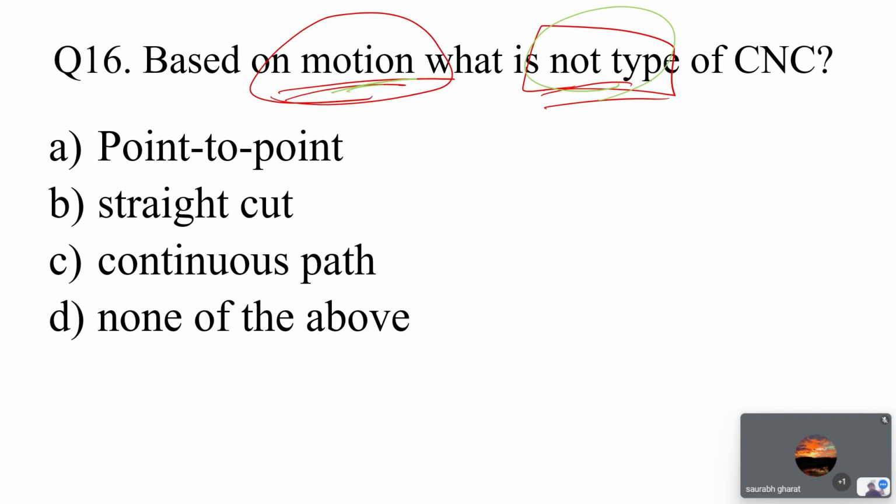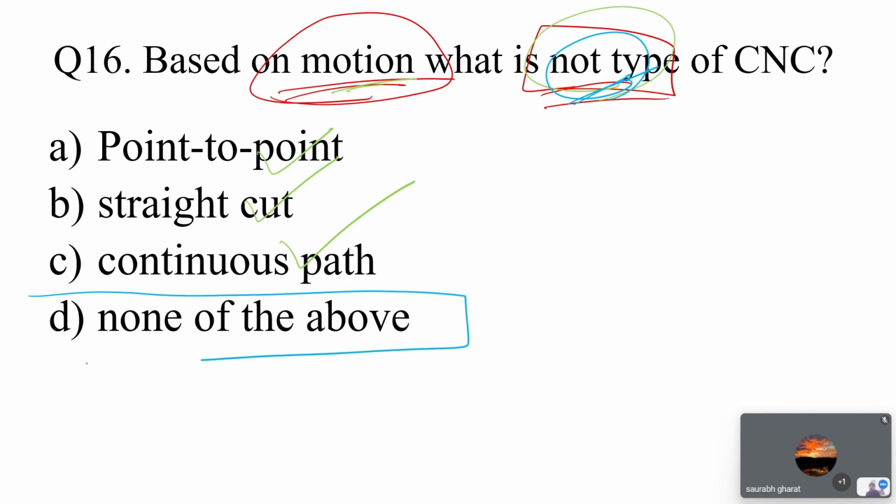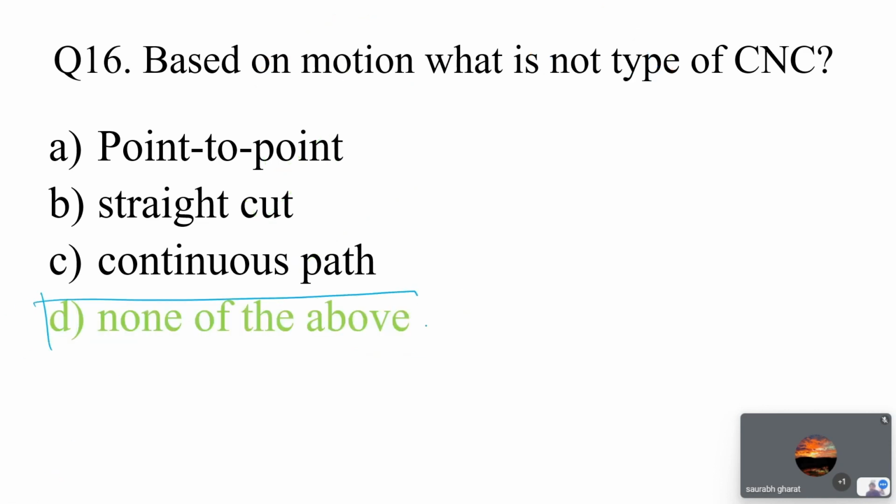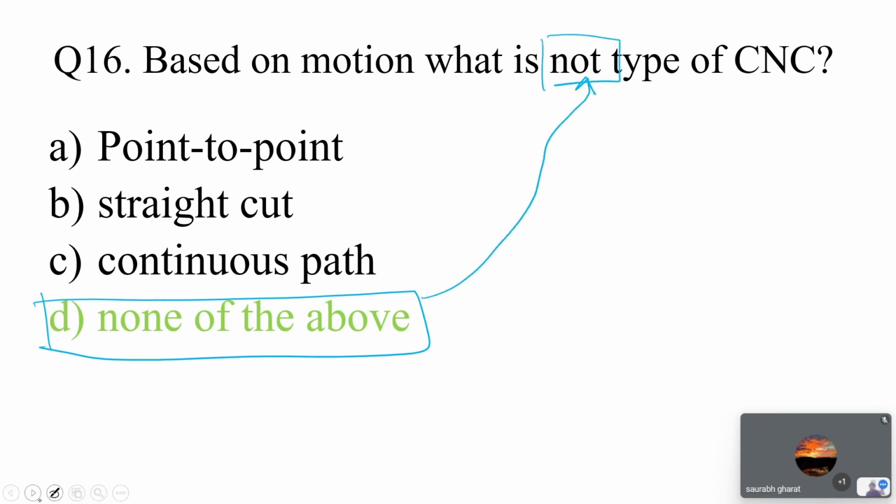It's a slightly difficult question. So what will be the answer? Point-to-point we are using, straight line and curve we are using, continuous path we are using. So what will be your answer? This is not the type. So none of the above is your correct option because we are asking for not. So this is the correct option because of this not part. You get this answer.